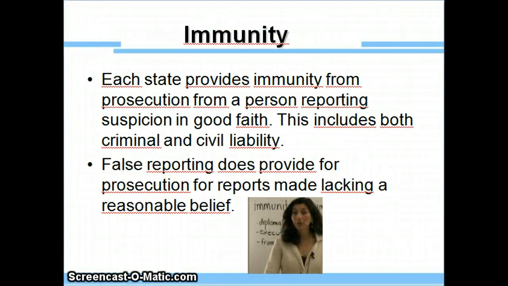Each state also provides immunity from prosecution for a person reporting any child abuse suspicion in good faith. This includes both criminal and civil liability. In addition to this, you are also provided with confidentiality. The perpetrator will not be told your identity. False reporting does not provide protection from prosecution if you are lacking a reasonable belief. And false reporting does wreak havoc with families, so you also need to be very careful that you do have a reasonable suspicion for reporting this child abuse.